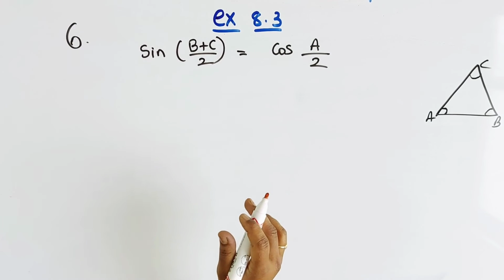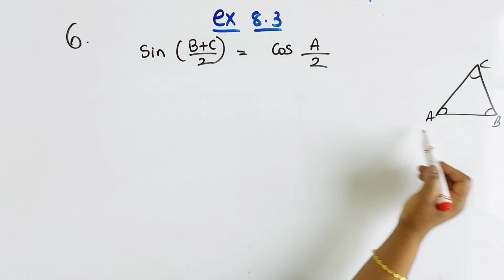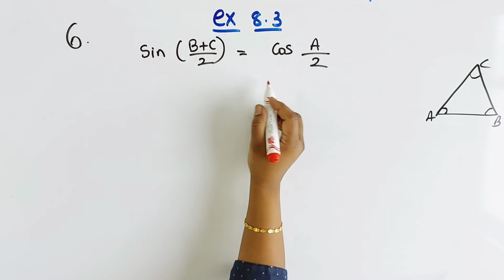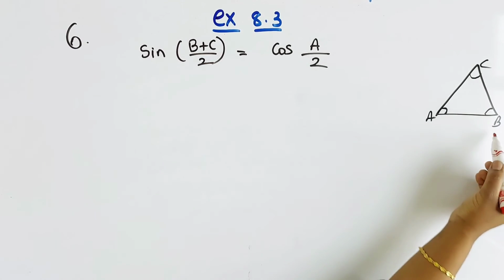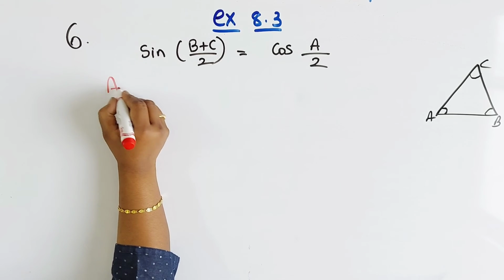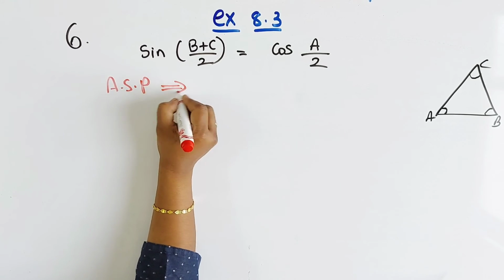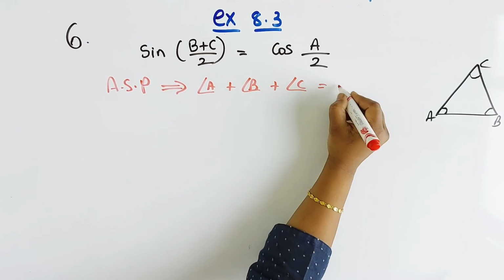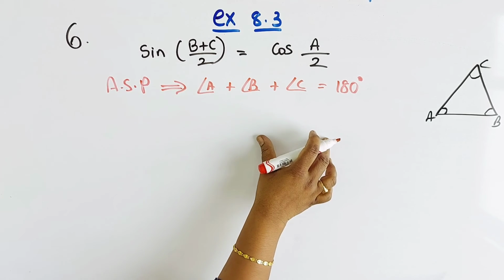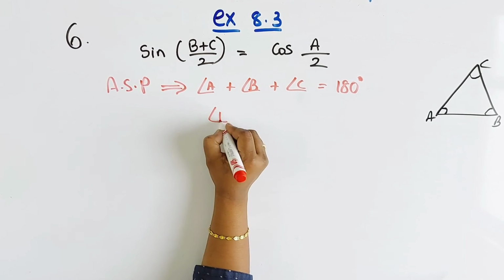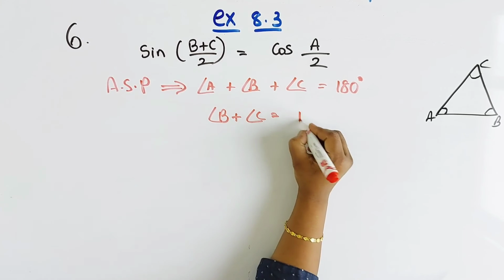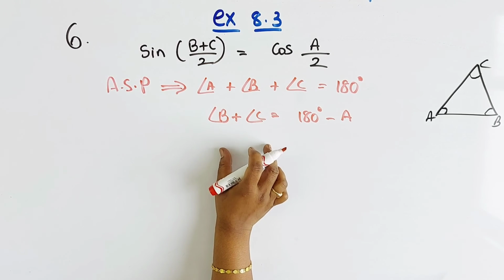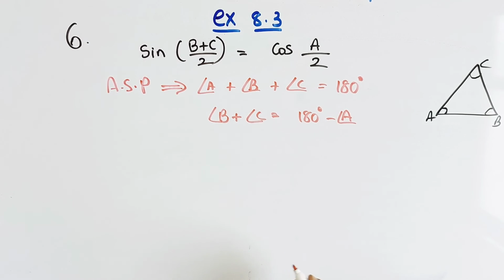Question 6, children. If A, B, C are interior angles of a triangle ABC, then show that sine of (B plus C) by 2 equals cos A by 2. Right, children? Here we have triangle ABC. What is the angle sum property? As per the angle sum property, we can write angle A plus angle B plus angle C equals 180 degrees. So from here we can write angle B plus angle C equals 180 degrees minus A, because we want B plus C. So angle B plus angle C equals 180 degrees minus angle A.